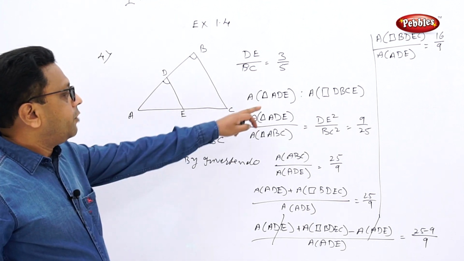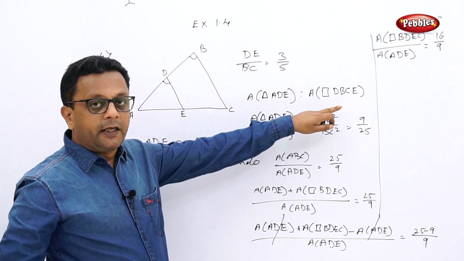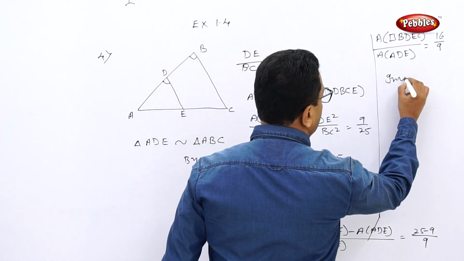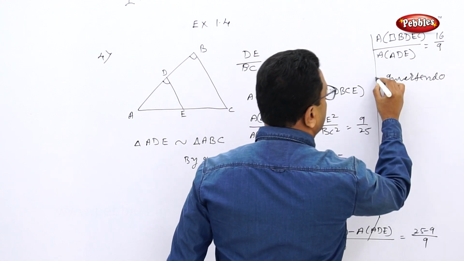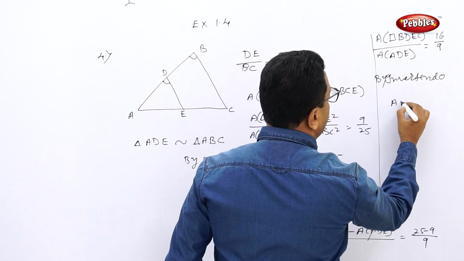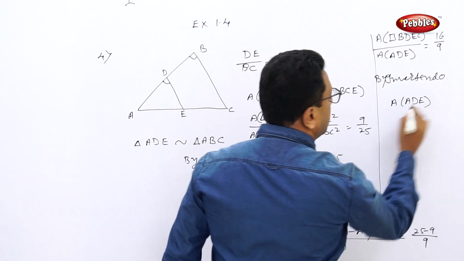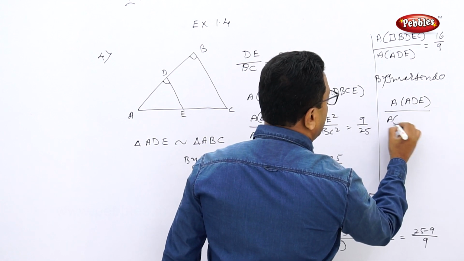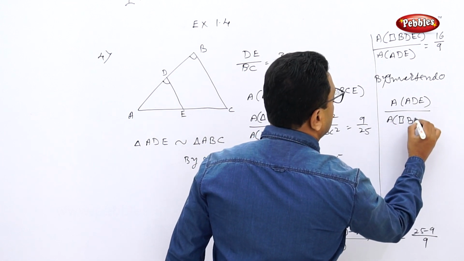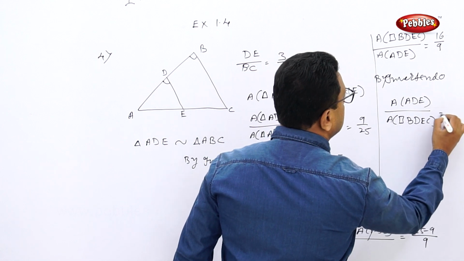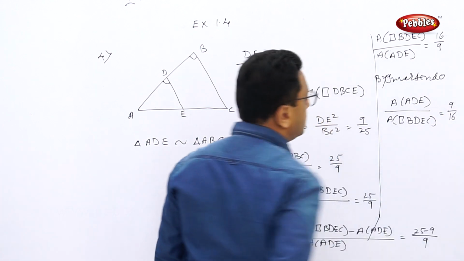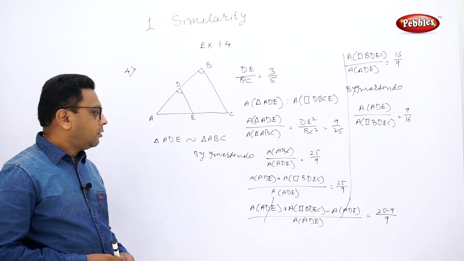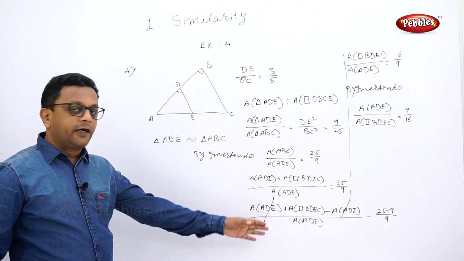But what we want is the ratio of ADE to the quadrilateral. So again I will do invertendo. By invertendo, I'll say that area of ADE, write the triangle sign, okay? I'm not writing, but you write. And area of quadrilateral BDEC is equal to 9 by 16. So this problem is not very difficult. First of all, you have to do invertendo, then dividendo.